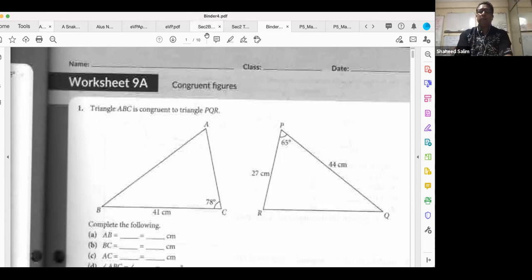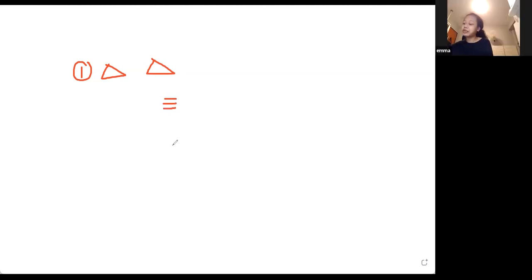Number one, how to prove congruency? You have two items, let's say one image and another image. You check that all the sides are the same, and all the angles are the same. That is one, and then you know this sign, right? This means congruent. Congruent means exact.